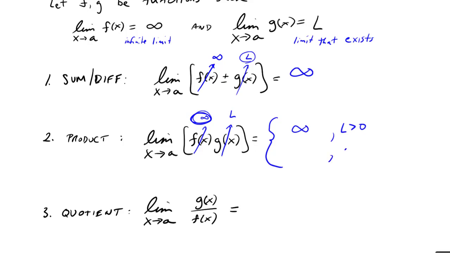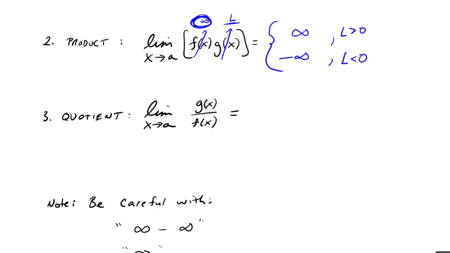Now, if L is less than 0, L is negative, then that's just going to flip the sign. Even though we have giant positive numbers, in this case, the L that we're getting is going to be negative, so these are going to be giant negative numbers, and so we get negative infinity. Now notice, I have skipped one case, L being 0. We'll get to that in a minute. We can't say anything yet.